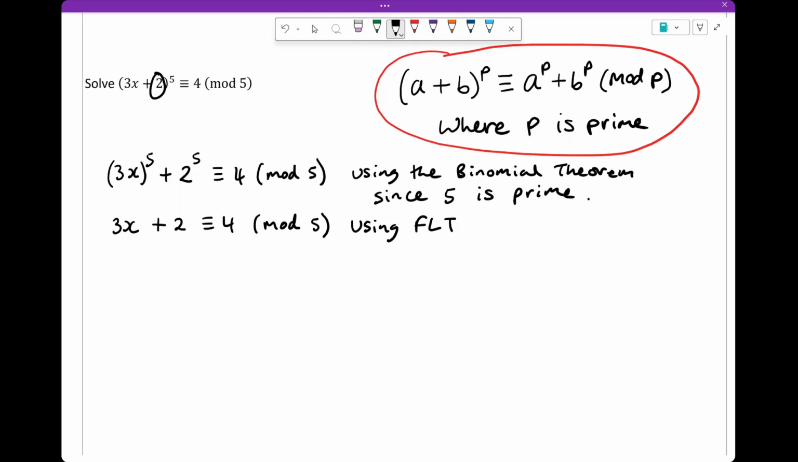Now our congruence relation is a linear one, so let's get the x term on its own. I'm going to subtract 2 from both sides, so we get 3x is congruent to 2 mod 5. Now we've got it in the format ax is congruent to b mod n, so let's check whether we have a unique solution. We're going to do the highest common factor of the 3 and our mod 5, and of course that is equal to 1. So that implies there is a unique solution.